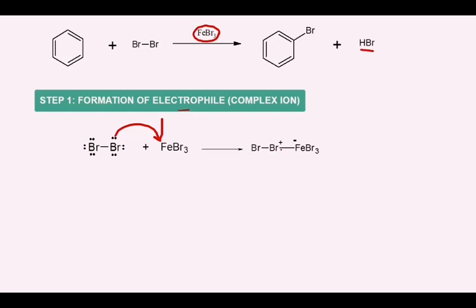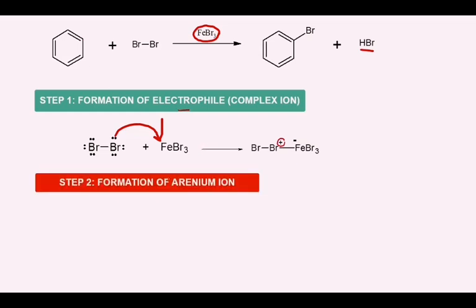Br attached to FeBr3. Now, this atom of bromine will become positively charged, and this one will become negatively charged. This positive charge makes the ion an electrophile, so that it can react with the benzene, which acts as a nucleophile.